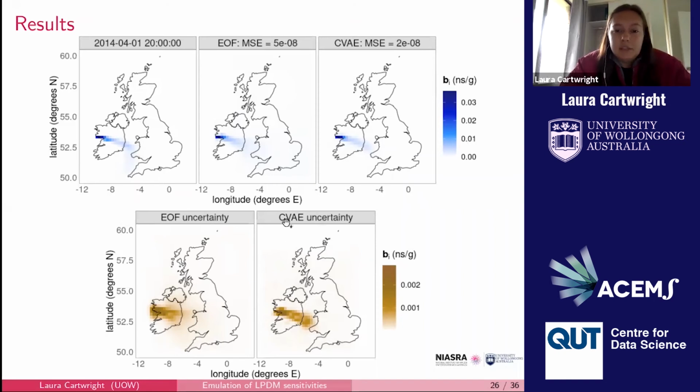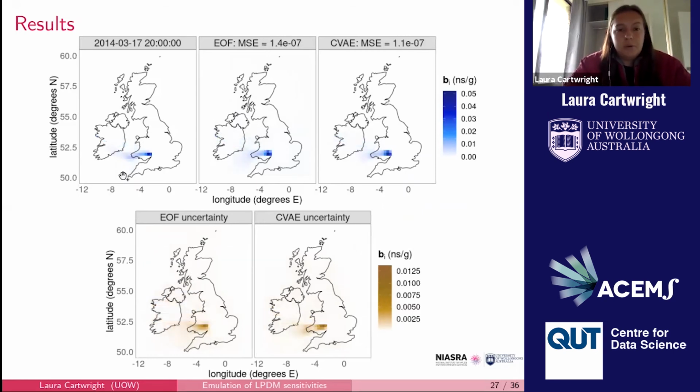But the cool thing is with the CVAE, the uncertainty is a lot narrower. So you can really see that this one did a better job of the emulation more often. Whereas you have a lot more uncertainty here, which is really cool. Another example, so the true one is here again, EOF, CVAE, uncertainties.